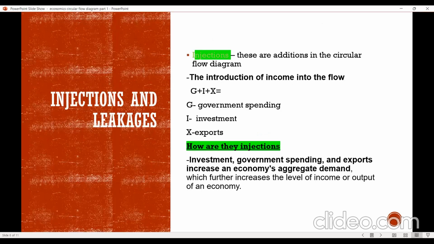Leakages and injections. What are injections? Injections are the additions in the circular flow diagram, the introduction of income into the flow. Injections in the circular flow diagram are regarded as additions in the circular flow diagram. Now, what are injections?